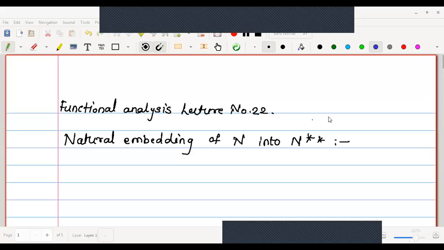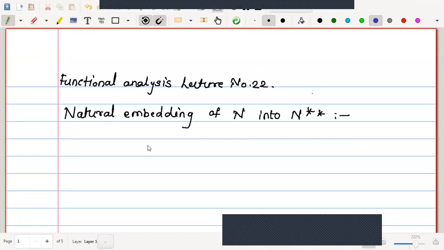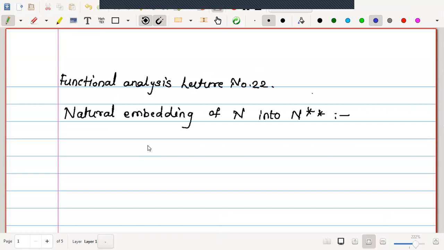Now in today's lecture, we will go to the next point of understanding the natural embedding of N into N double star. Let me share the screen for this. Yeah, this is my screen. Now in this lecture, we are going to understand the natural embedding of N into N double star.